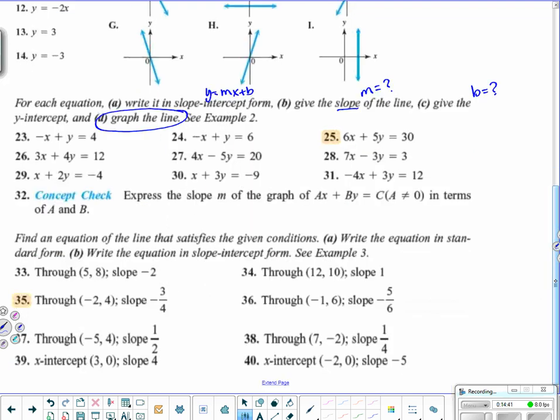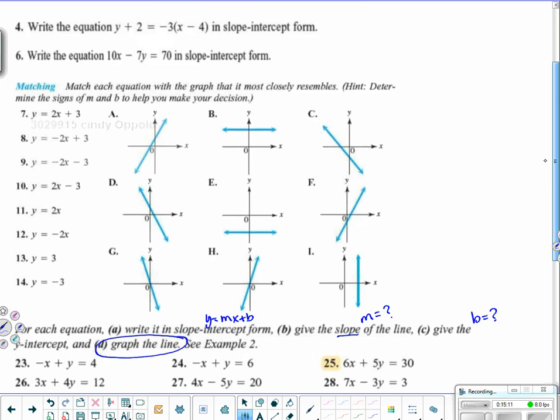And then down here at the bottom, find an equation of a line that satisfies the given conditions. Write the equation in standard form, write it in slope-intercept form. So we have a point and a slope. I would take it into this format, you guys: y minus y1 equals m times x minus x sub 1. That's what I would start with, okay? And you've got an example of that in your notes, so follow your notes.